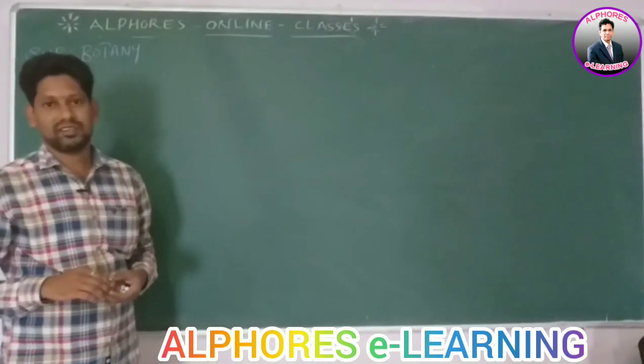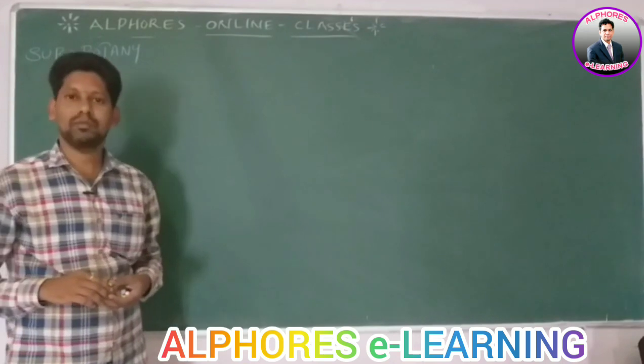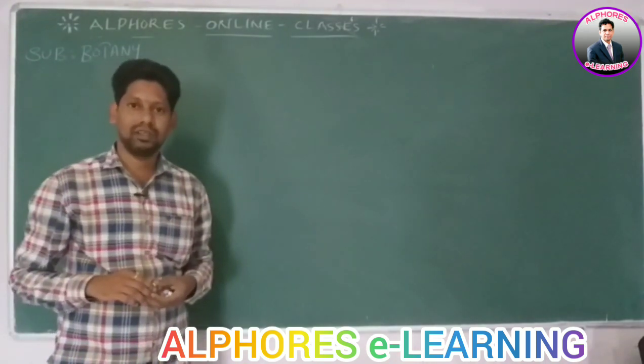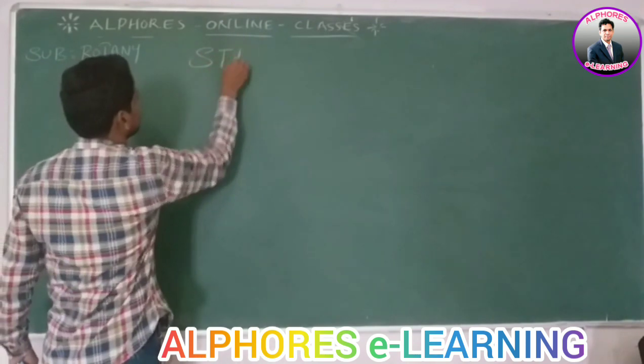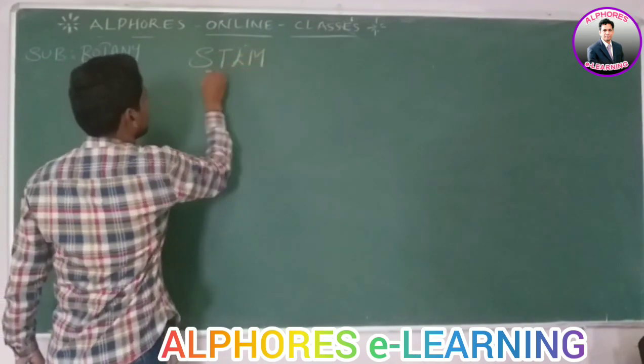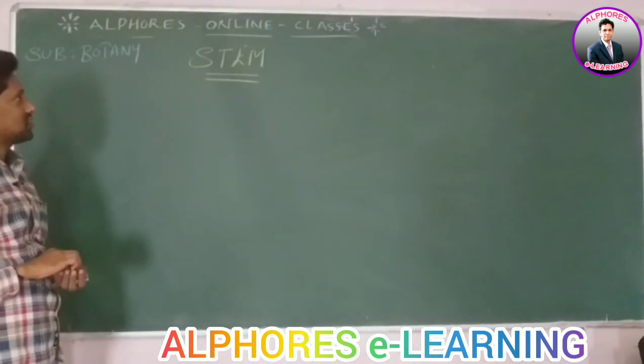Morphology of flowering plants, right? In morphology of flowering plants, we completed root. Now we are going for stem. Now listen to the statements.